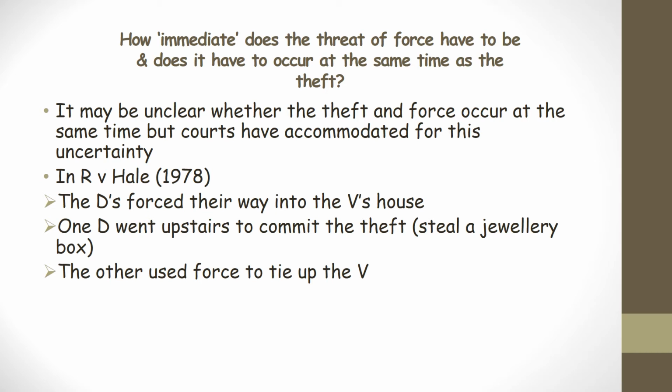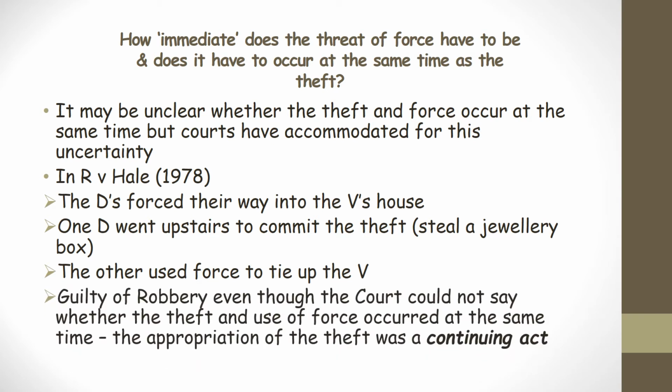So in the case of Hale, we had two defendants who forced their way into a victim's house. One defendant went upstairs to commit the theft, so steal jewellery. The other defendant was downstairs using force to tie up the victim. It was unclear actually whether both of these actions occurred at exactly the same time. So you think, well, how does a court enable defendants to be convicted of robbery if, according to the legislation, we arguably don't have a coincidence of the elements here? And in this case, obviously one of the defendants appealed, but the conviction of robbery was upheld.